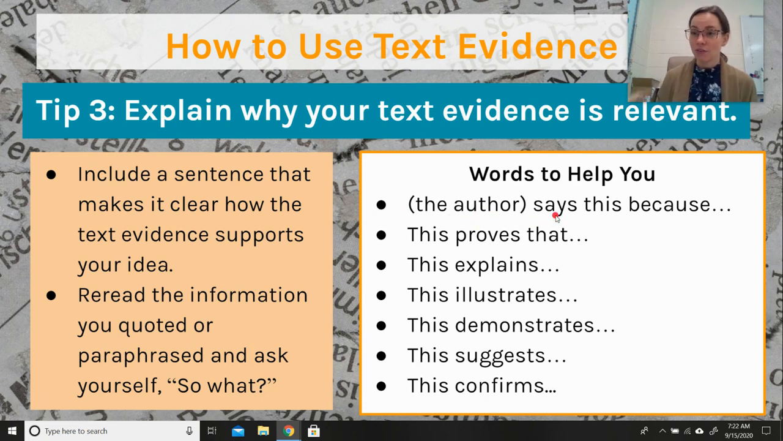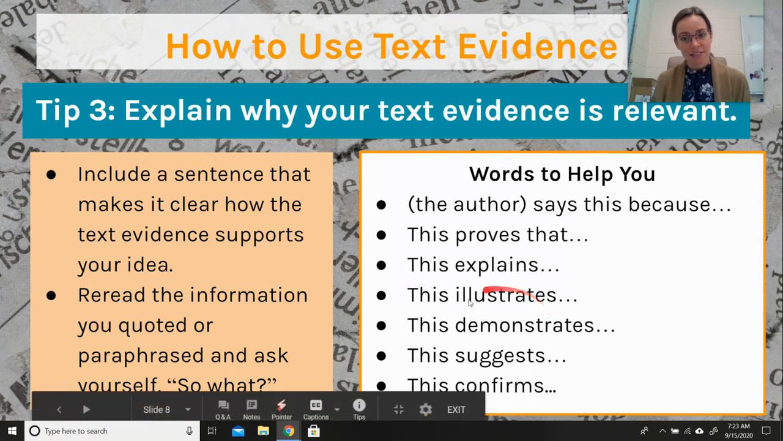You could say the author says this because, this proves that, this explains, this illustrates, this demonstrates, this suggests, this confirms. Again, this is just a list of a few limited sentence starters. There are many ways to begin a sentence that helps explain your evidence, but these are a few to help you out. So this is just, again, an overview of using text evidence. Please go back and watch different parts of the video, pause as you need to fill in your notes, and let me know if you have any questions.